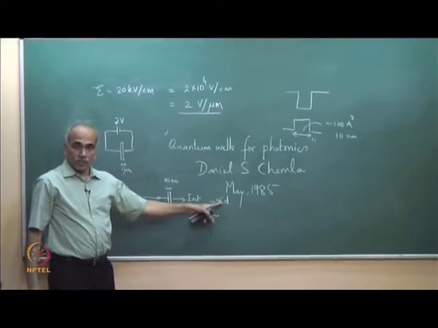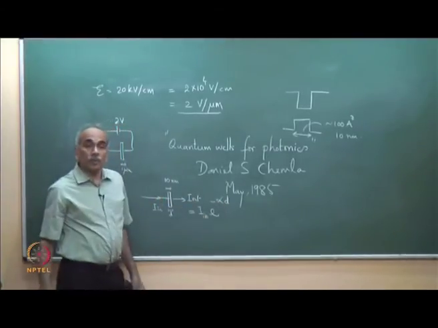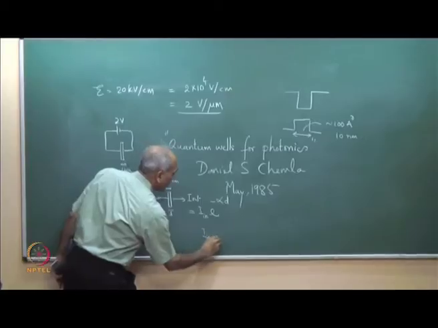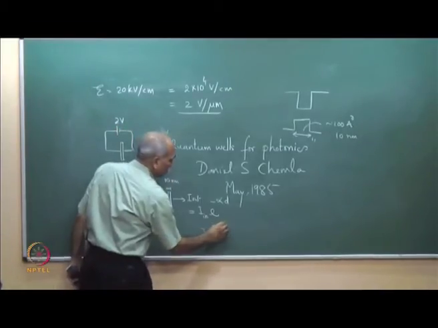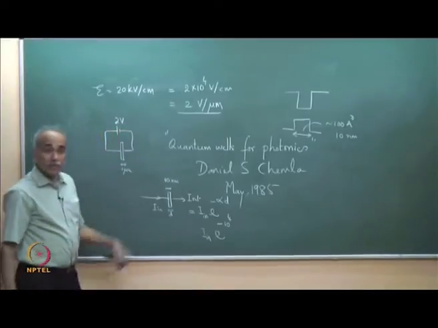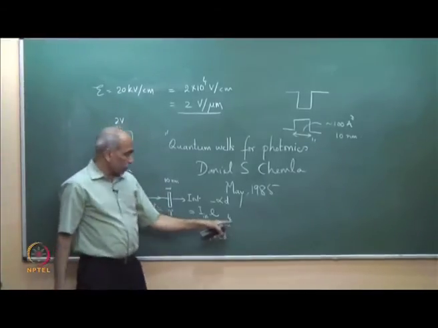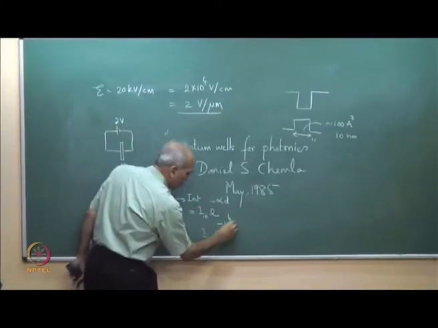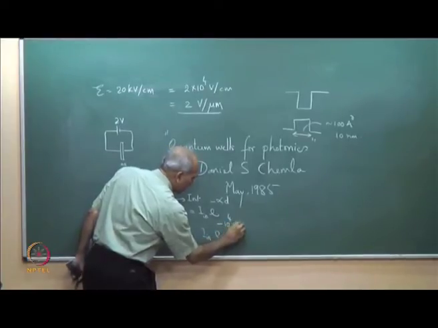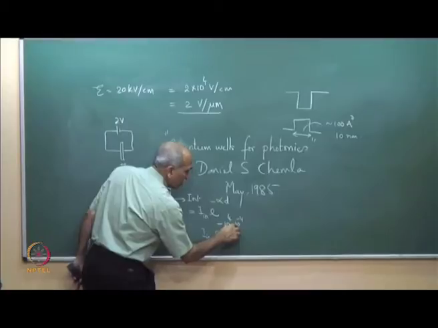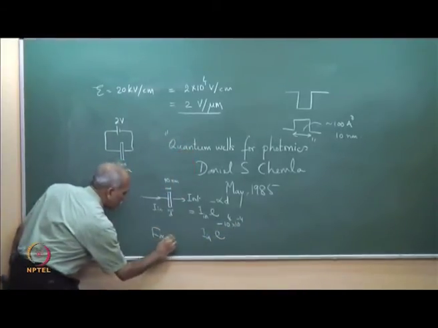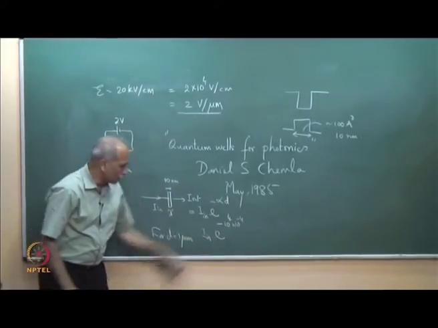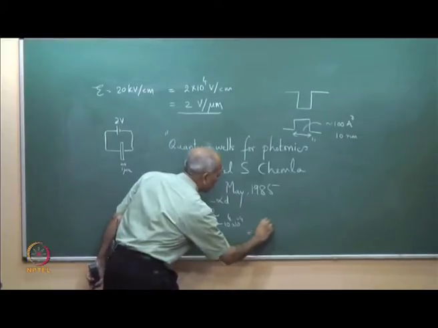Alpha is the absorption coefficient. Even if alpha is 10 to the power of 4 centimeter inverse, so this is I_in times e to the power minus alpha d, with alpha equal to 10 to the power of 4 centimeter inverse. If I substitute d equal to 1 micron, for example, then alpha d will be equal to 10 to the power of minus 4 centimeter times 10 to the power of 4 centimeter inverse, which is equal to e to the power of minus 1.